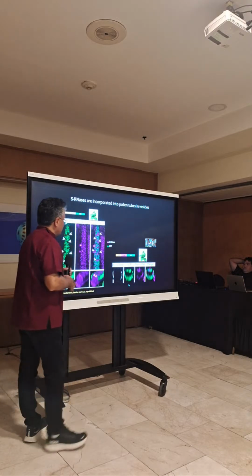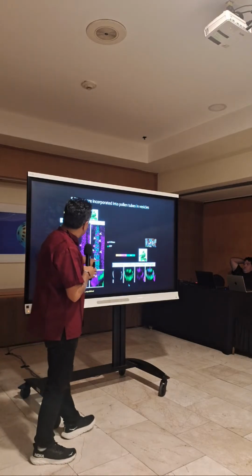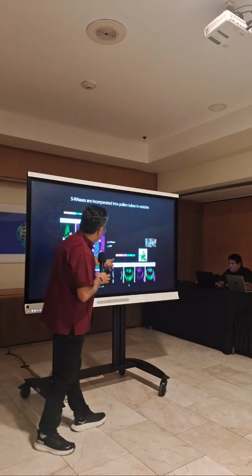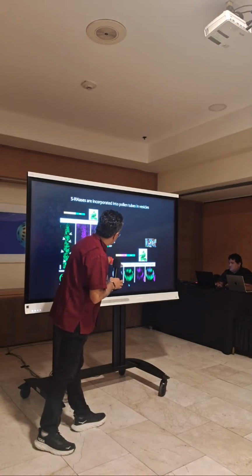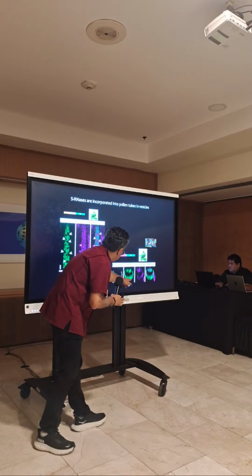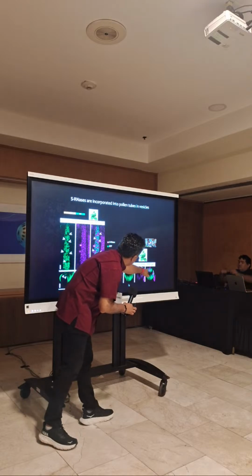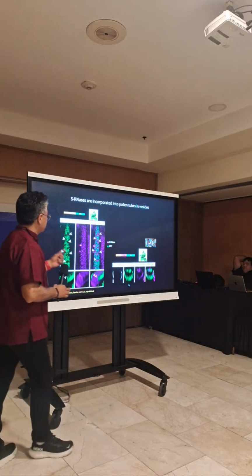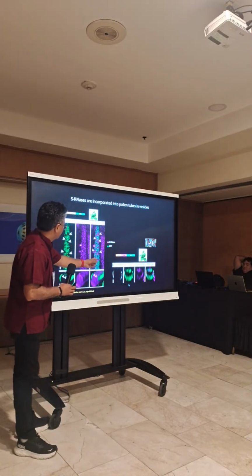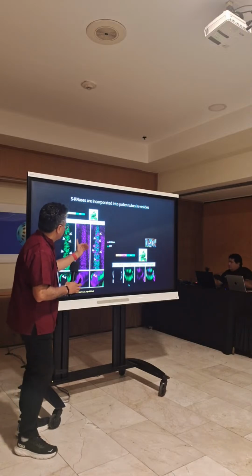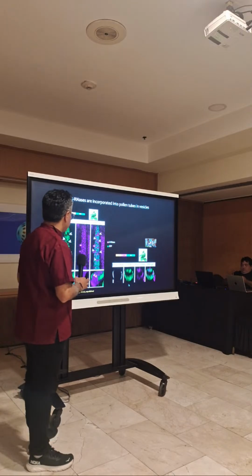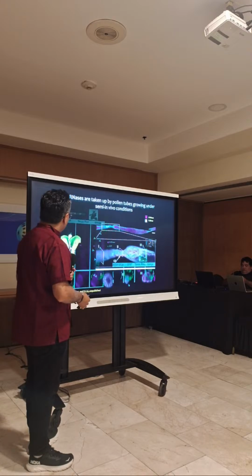compartment. And when we tested what kind of compartment this is, using another transgenic plant expressing a vesicle marker, you can see here how the vesicles are colocalizing with the sRNAs. It means that these vesicles are transporting the sRNAs inside the pollen tube.